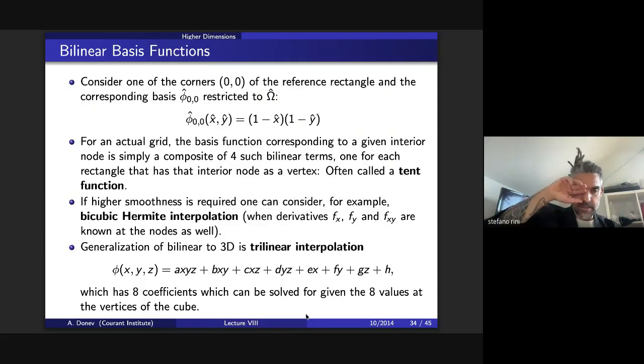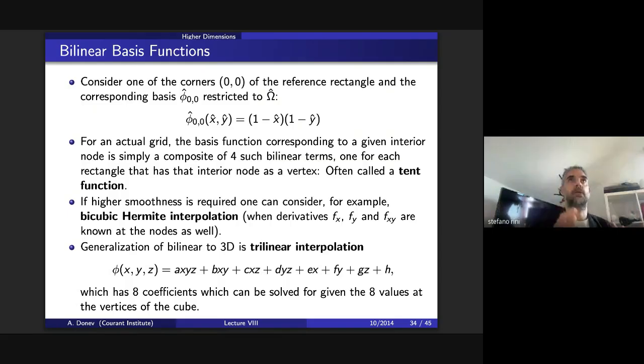So if you want additional smoothness, then you will have a bicubic Hermite interpolation, which is the product of the Hermite polynomials in dimension x and y. And then you can also generalize to trilinear interpolation. If you want to go to 3 dimensions, then you will have all these terms here: x, y, z, xy, xz, yz, xyz, and then the 0 term. And this gives you 8 coefficients.